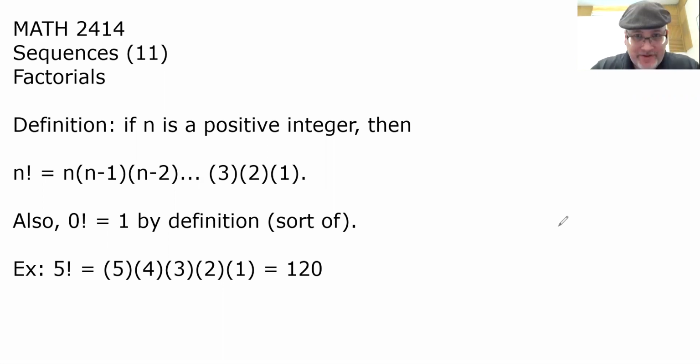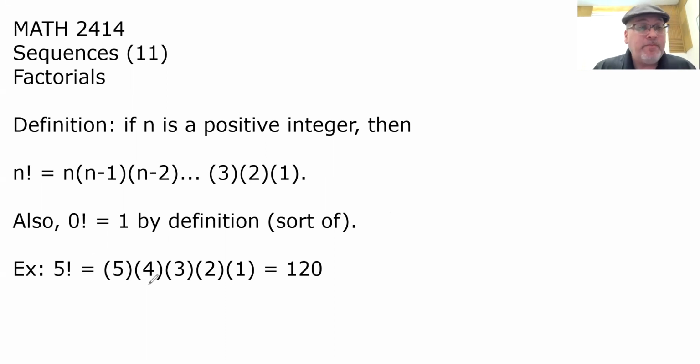If n is a positive integer, then n factorial equals n times n minus 1 times n minus 2, all the way down to 3 times 2 times 1. And by definition, 0 factorial is equal to 1, sort of. The actual definition of a factorial in a larger context, using something called a gamma function, you can actually prove that 0 factorial is 1. For our purposes, we'll assume that 0 factorial by definition is equal to 1.